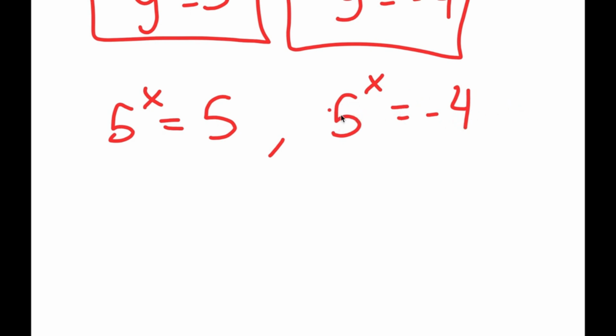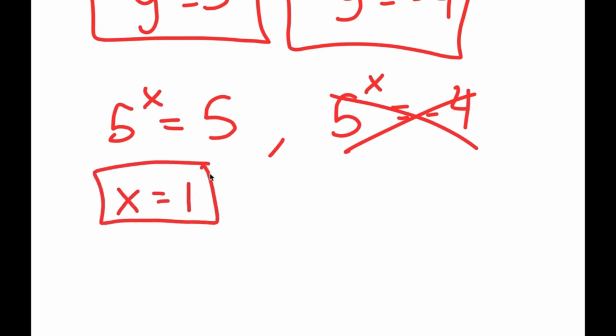Well, we can't take the power of a positive number and turn it into a negative number, meaning this equation has no solution. And for 5 to the power of x equals 5, to solve this, for other exponential equations we would have to take the log and do a bunch of other stuff. But as over here, we could just see 5 to the power of 1 is going to equal 5, because anything to the power of 1 is itself. So this is my solution.